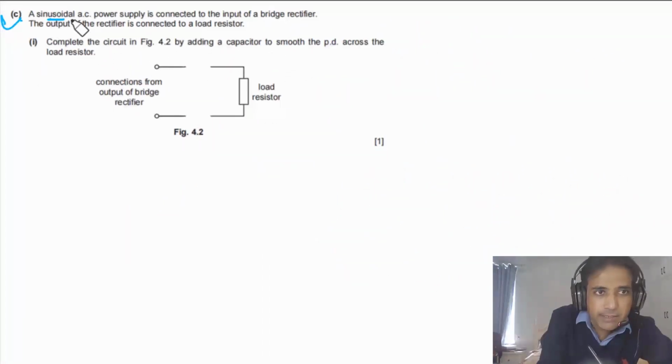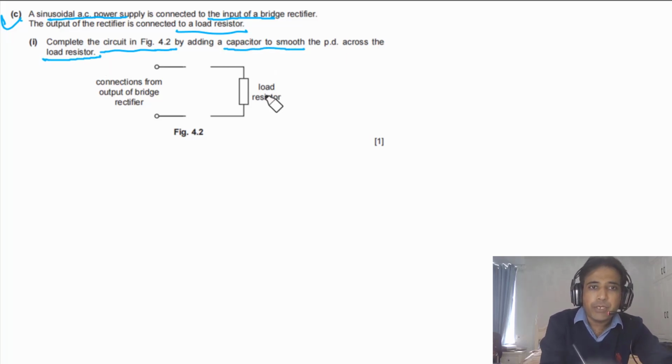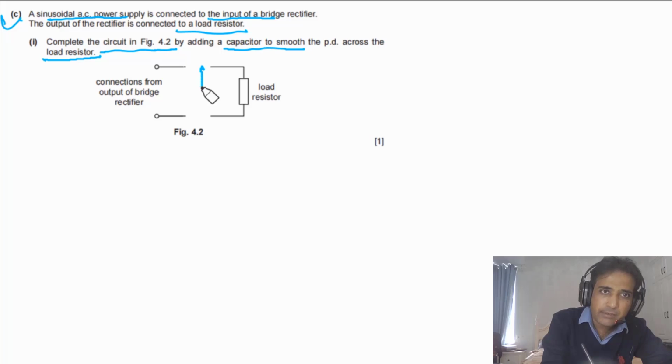Part C says a sinusoidal AC power supply is connected to the input of a bridge rectifier. The output of the rectifier is connected to a load resistor. Complete the circuit in figure 4.2 by adding a capacitor to smooth the PD across the load resistor. To smooth the PD across this load resistor, the capacitor should be connected in parallel with the load resistor.